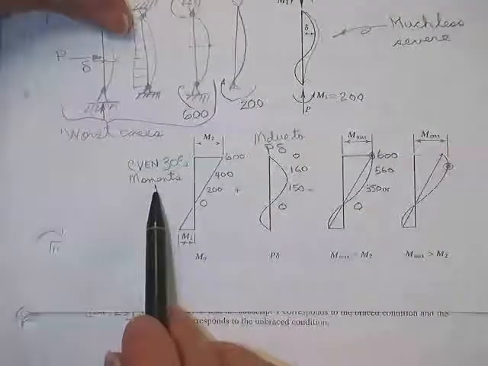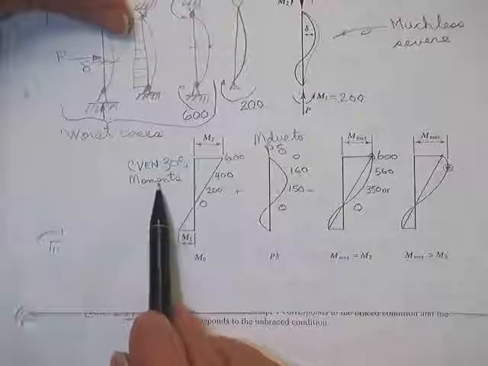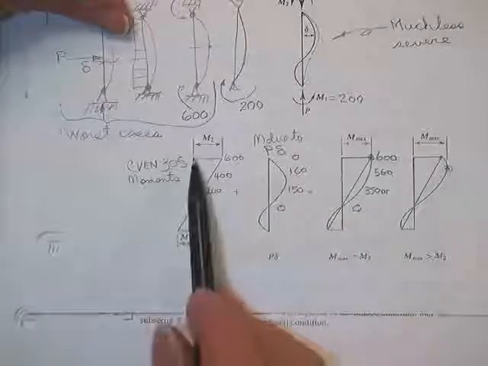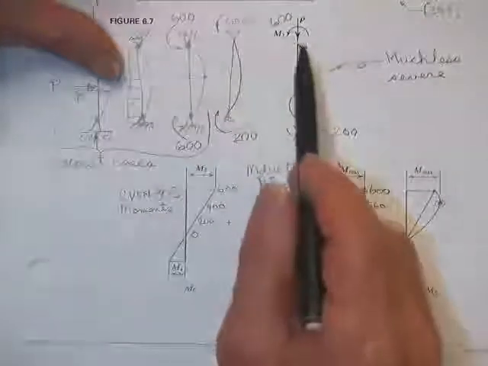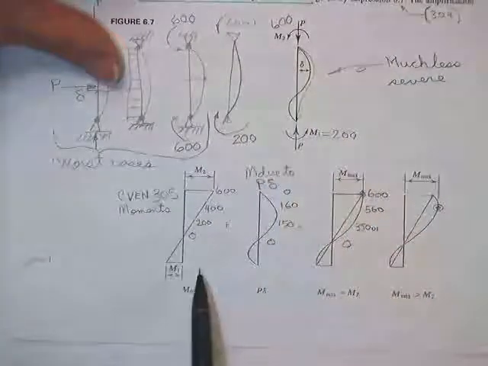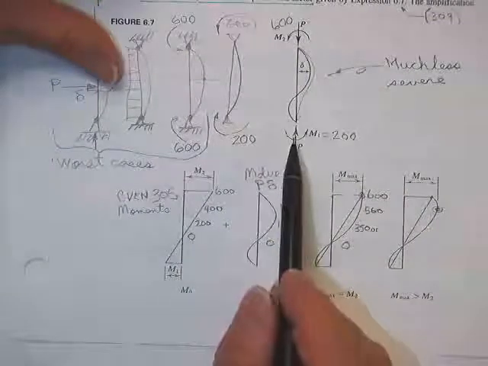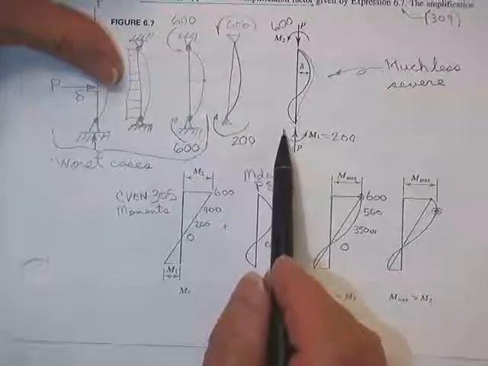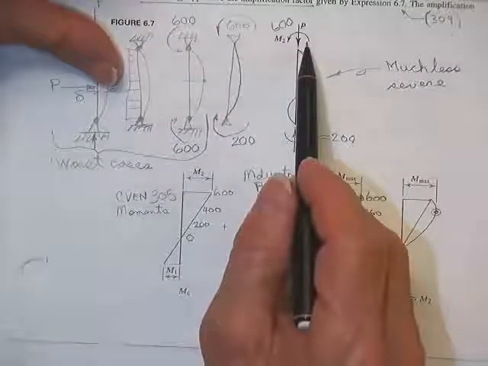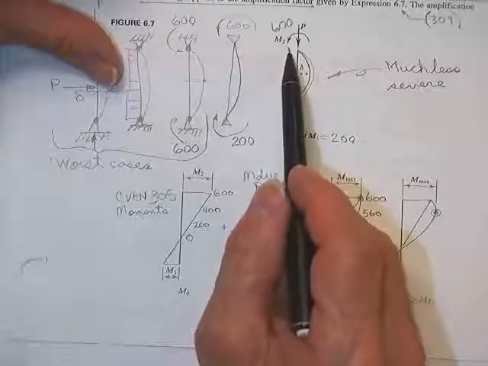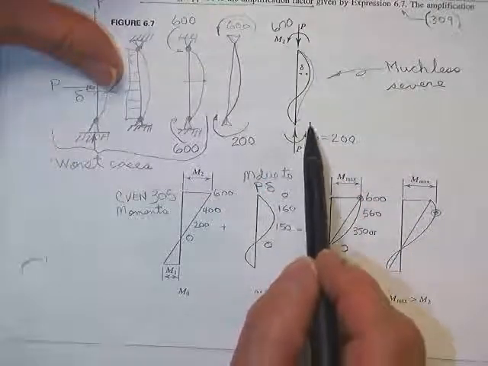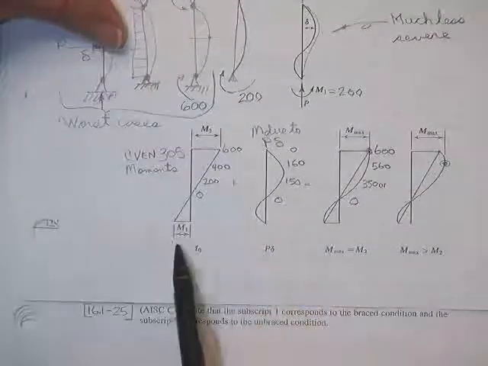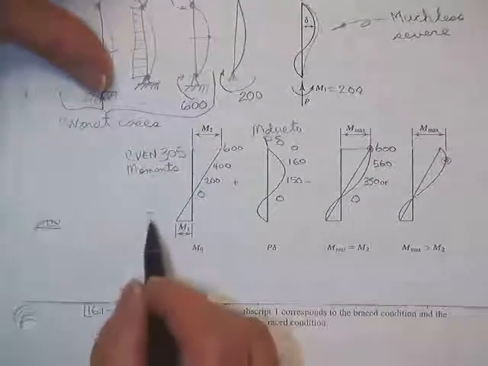These are the moments you're going to amplify, your CE305 moments, the moments that come out of a first-order analysis. For example, you have a moment on this end, looks like this, M2, you have a moment on the other end going, in effect, the other way. See, this one's causing compression in the left side. This one's causing compression in the right side. So here, for example, the moment, 600 and possibly 200 down in here.